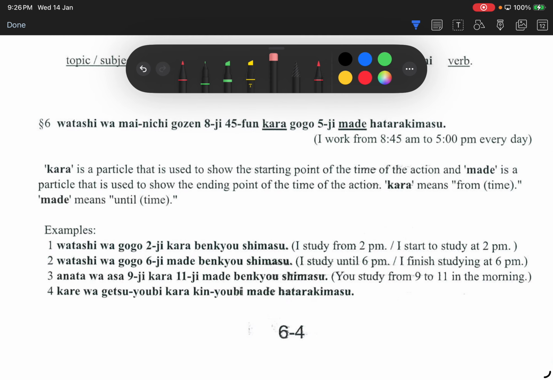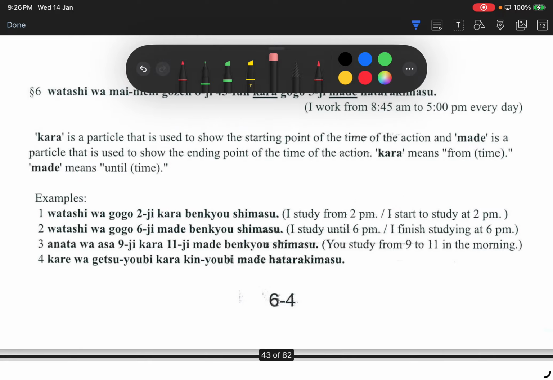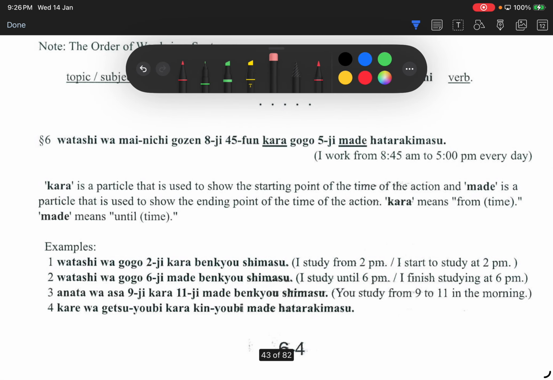So at what time? Okay, we move on to number 6. 私は毎日, right? 毎日 means every day. 午前, right? AM. 8時45分から, right? 8時45分から.